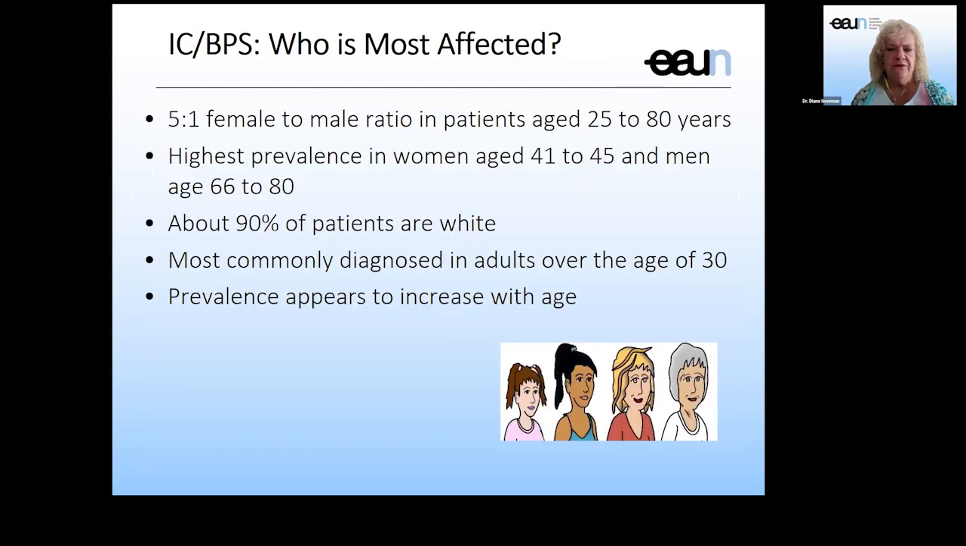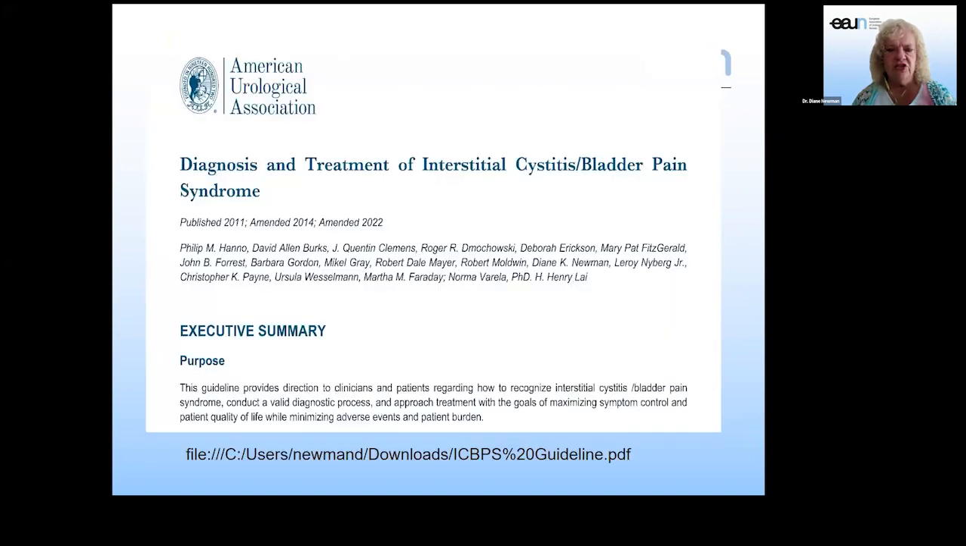When we look at who's most affected by interstitial cystitis, bladder pain syndrome, it's 5 to 1 female to male. I think this is important because this is primarily a female condition. It occurs across the lifespan, but the highest prevalence is in women aged 41 to 45, men 66 to 80. Most are Caucasian. We mostly diagnose in individuals over the age of 30, but I have seen younger patients, and it appears as though the prevalence increases with age.